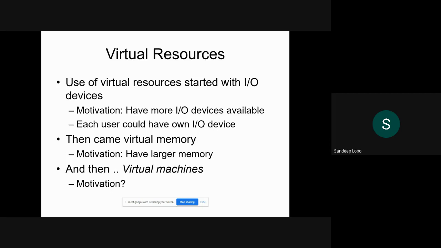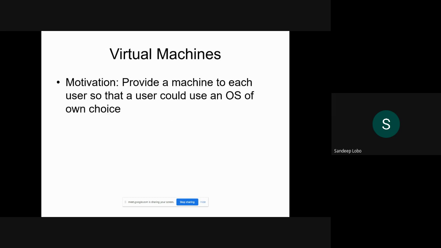We can also use virtual resources with standard I/O devices. That also gives you more I/O devices available per virtual resource. Each user could have their own I/O device configured. Another main usage of virtualization is to better optimize your larger memory, and another benefit is to manage the large memory. You can also split your virtualization to multiple OSs and give the users individual virtual machines so that they can run the applications of their own choice.